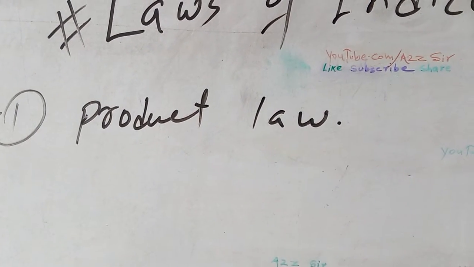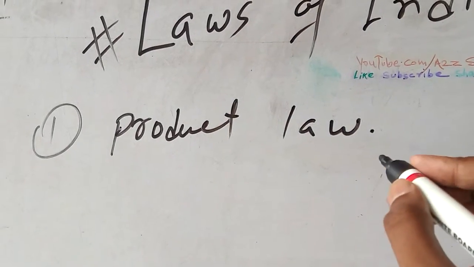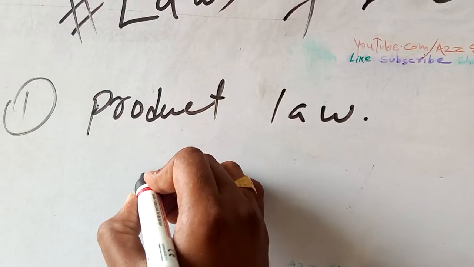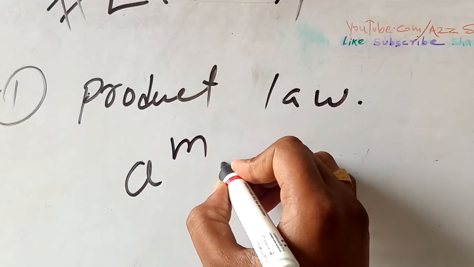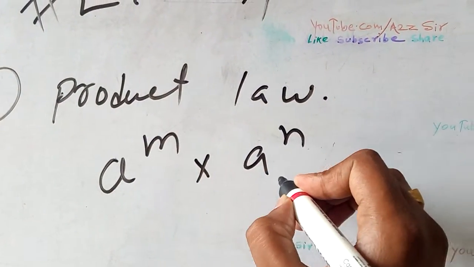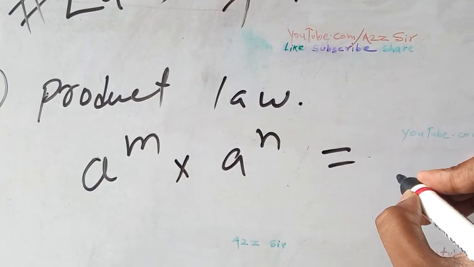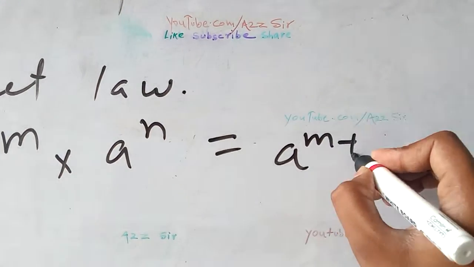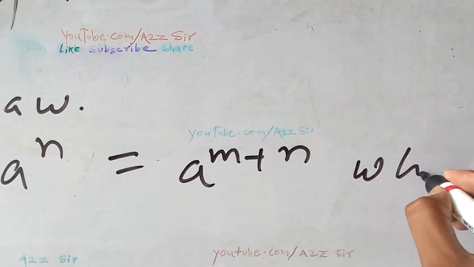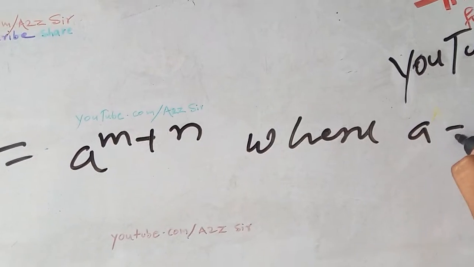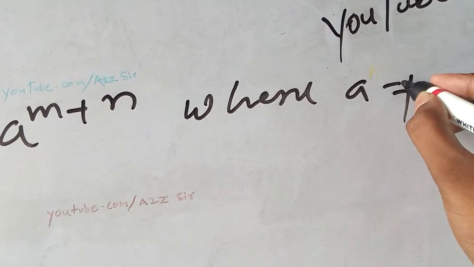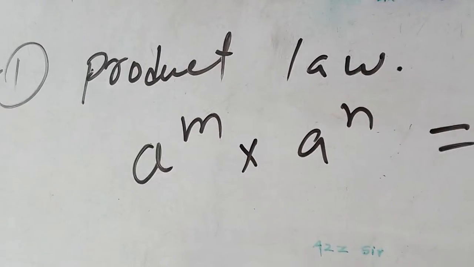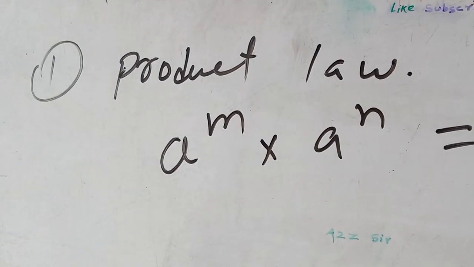You just have to know what the product law means. If we have a to the power m into a to the power n, then the product law says it equals a to the power m plus n, where a does not equal 0. Only then is the product law applicable.